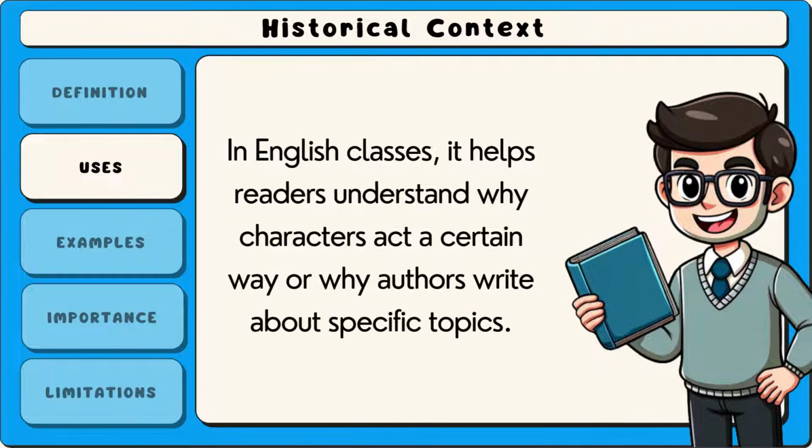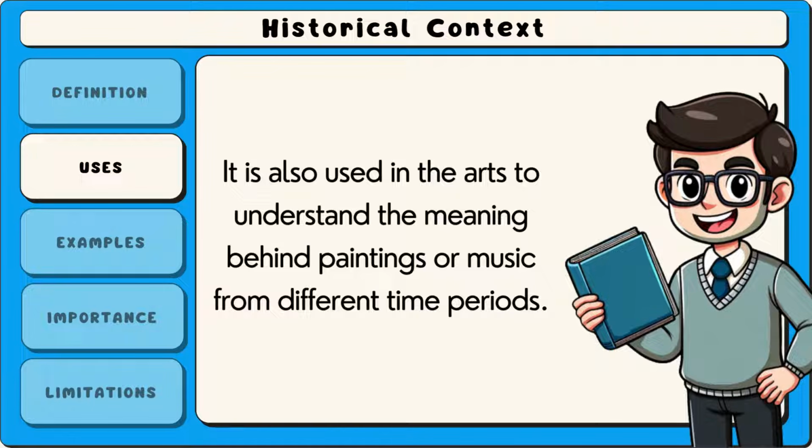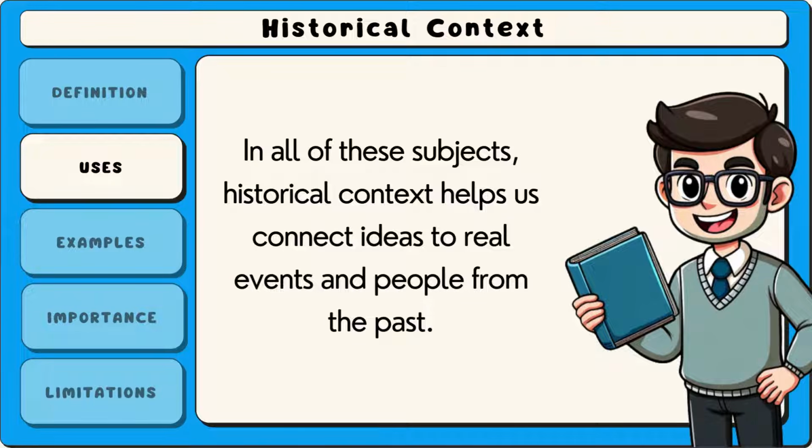In English classes, it helps readers understand why characters act a certain way, or why authors write about specific topics. It is also used in the arts to understand the meaning behind paintings or music from different time periods. In all of these subjects, historical context helps us connect ideas to real events and people from the past.